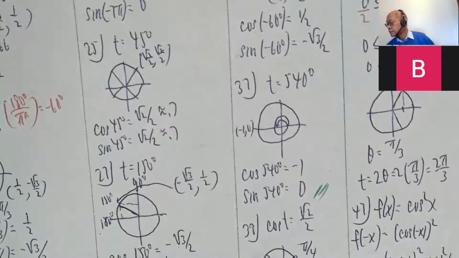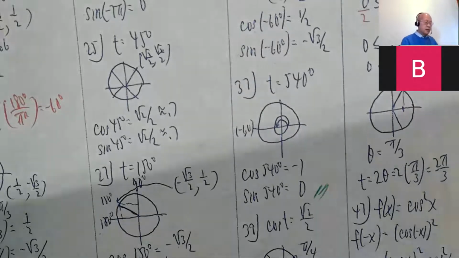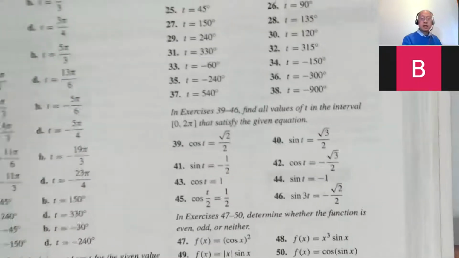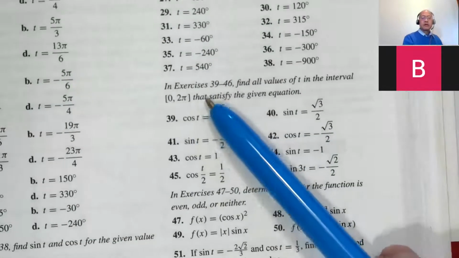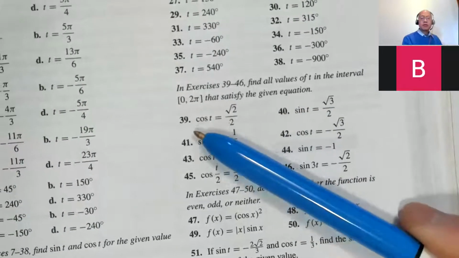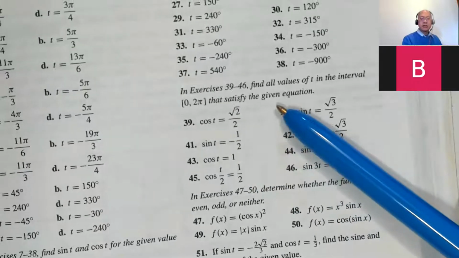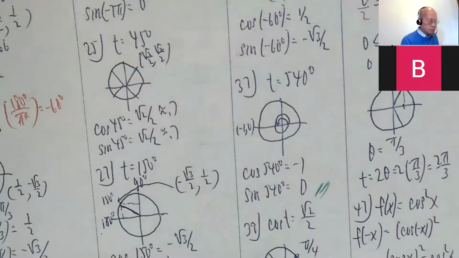All right. So that's the basic idea behind those problems. Okay, now some problems a little bit harder at the end, 39 until the end. 39 to 46. Find all values of t in the interval from 0 to 2 pi that satisfy the given equation. Okay, so how do you do that?